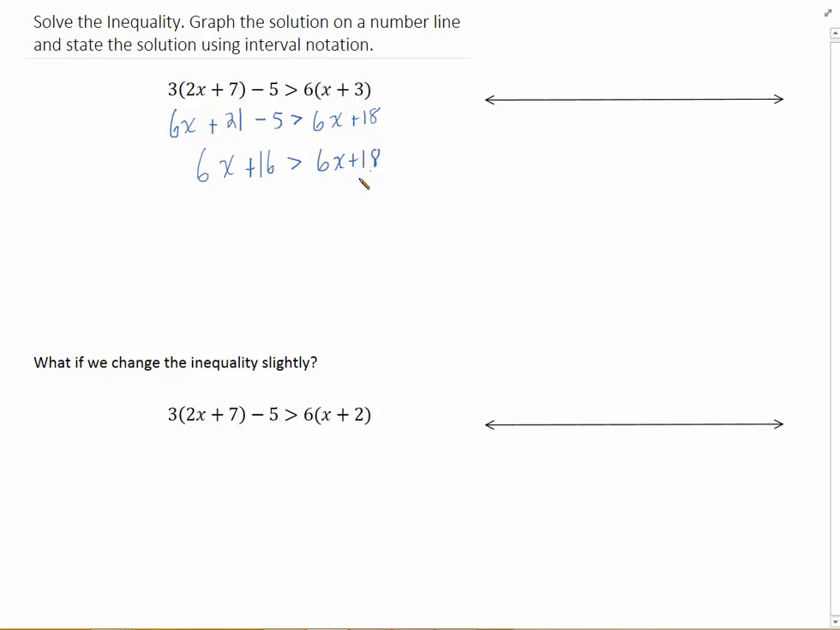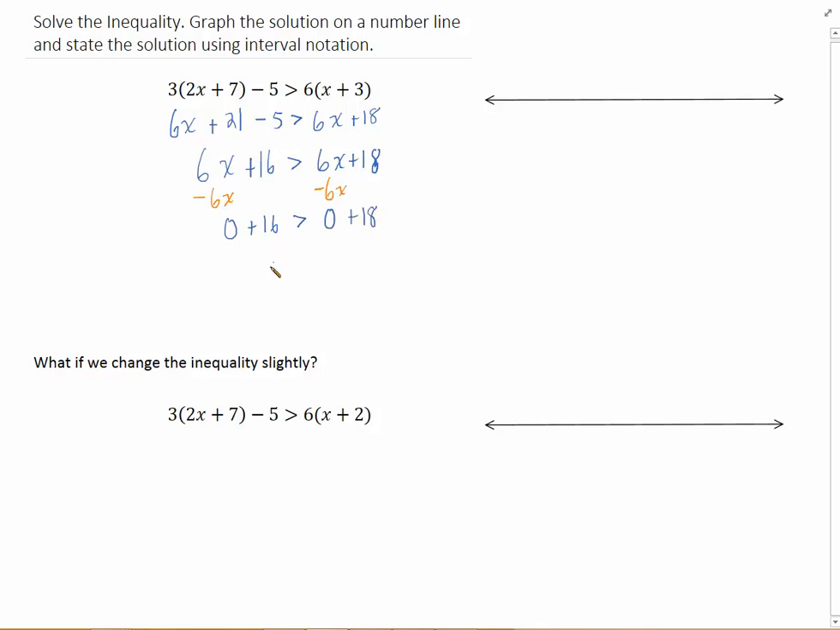Now the next step in the inequality solving process is usually to move all the variable terms to one side. So let me subtract the 6x from the right-hand side and similarly subtract the 6x from the left-hand side. Now 6x subtract 6x is 0. So I now have 0 plus 16 on the left, and on the right I have 0 plus 18.